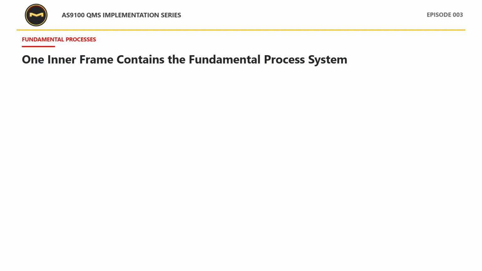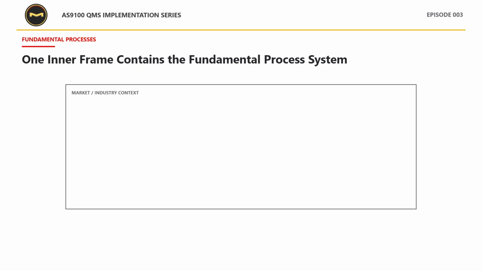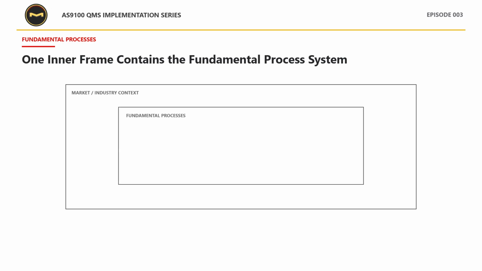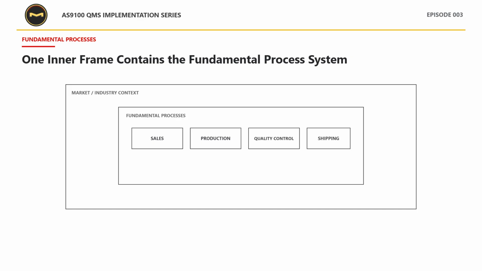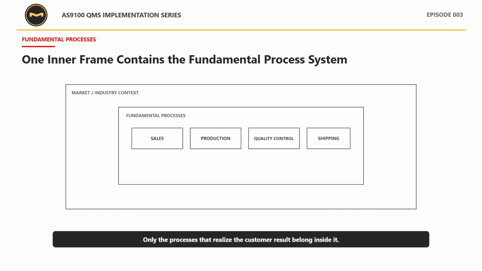Inside the outer context, create one inner frame for the fundamental processes. These processes transform customer requirements and controlled material into delivered product. Customers remain outside this frame, strategic management stays above it, and support processes remain below it.